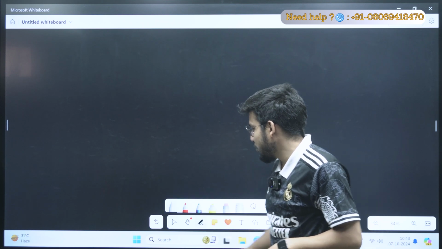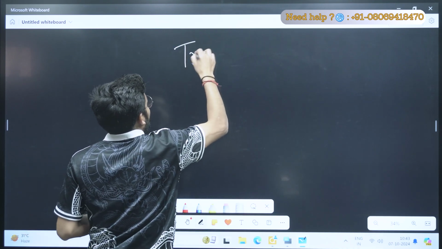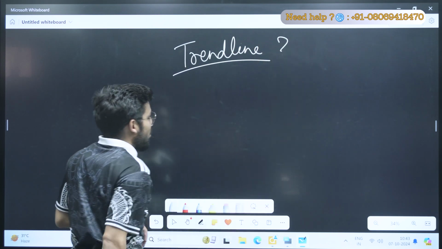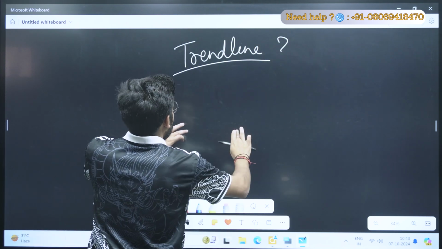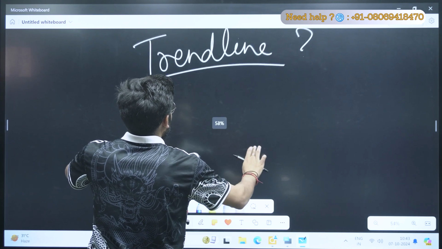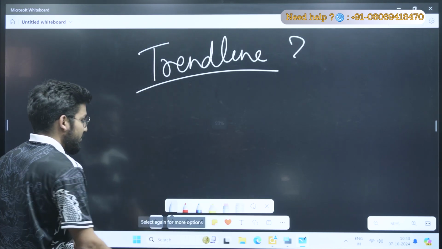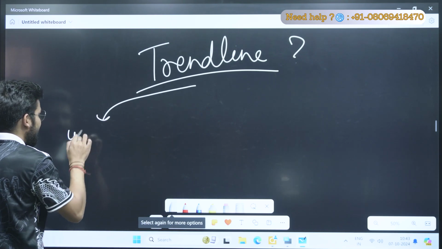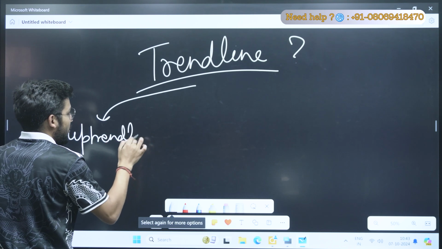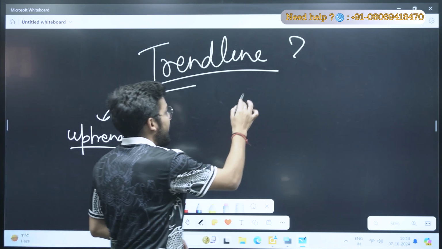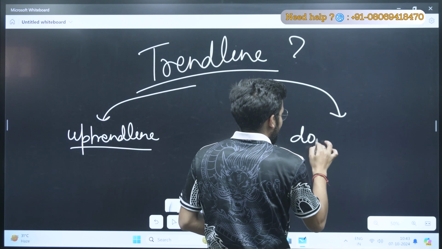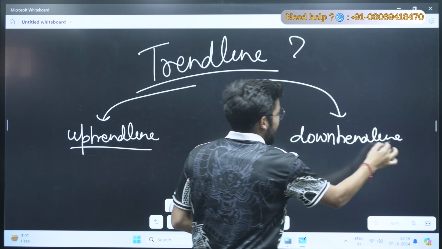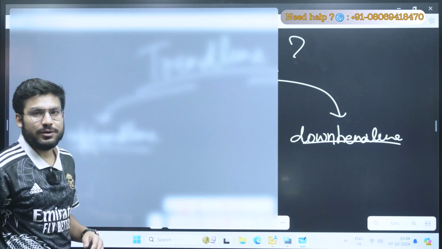Now when I'm talking about Trendline, what is a Trendline? As the name suggests, the line which shows us the trend is known as the trend line, right? It is very simple. Now it can be of two types. It can be your uptrend line, which will show you the uptrend, and it can be a downtrend line that shows you the downtrend.